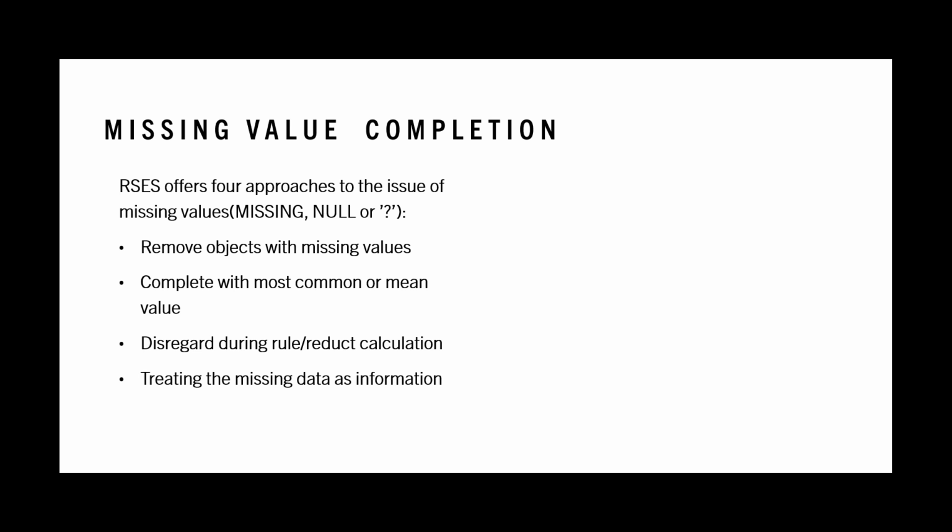Missing value completion. First, what is a missing value? It is just data that is either not collected or the attribute is not applicable in that specific case. For example, a child's annual income. RSES offers four different approaches to handle this missing value. A missing value could be represented as missing, null, or a question mark.